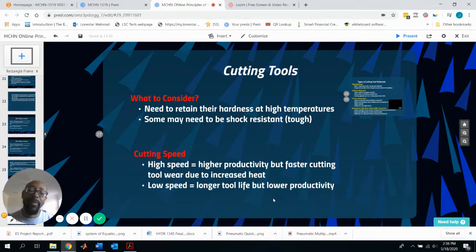But it's taken care of by the chip. So the chip that chips away, that's actually carrying most of the heat, which is another reason why those chips are so important. Now let's take a closer look at cutting tools.